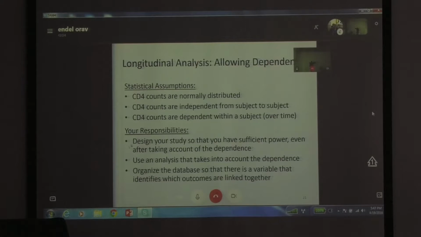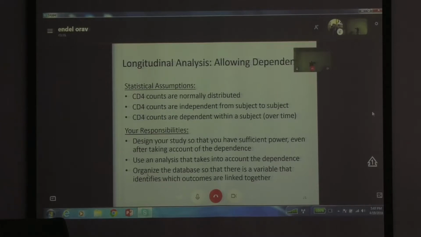So this is it. Sample size: make sure that you account for the correlation. It usually means you're going to have a larger sample size than if you had independent data. Make sure that when you do your analysis, you take account of the dependence, and then organize your database so that your analysis program sees which measurements are dependent or linked together.